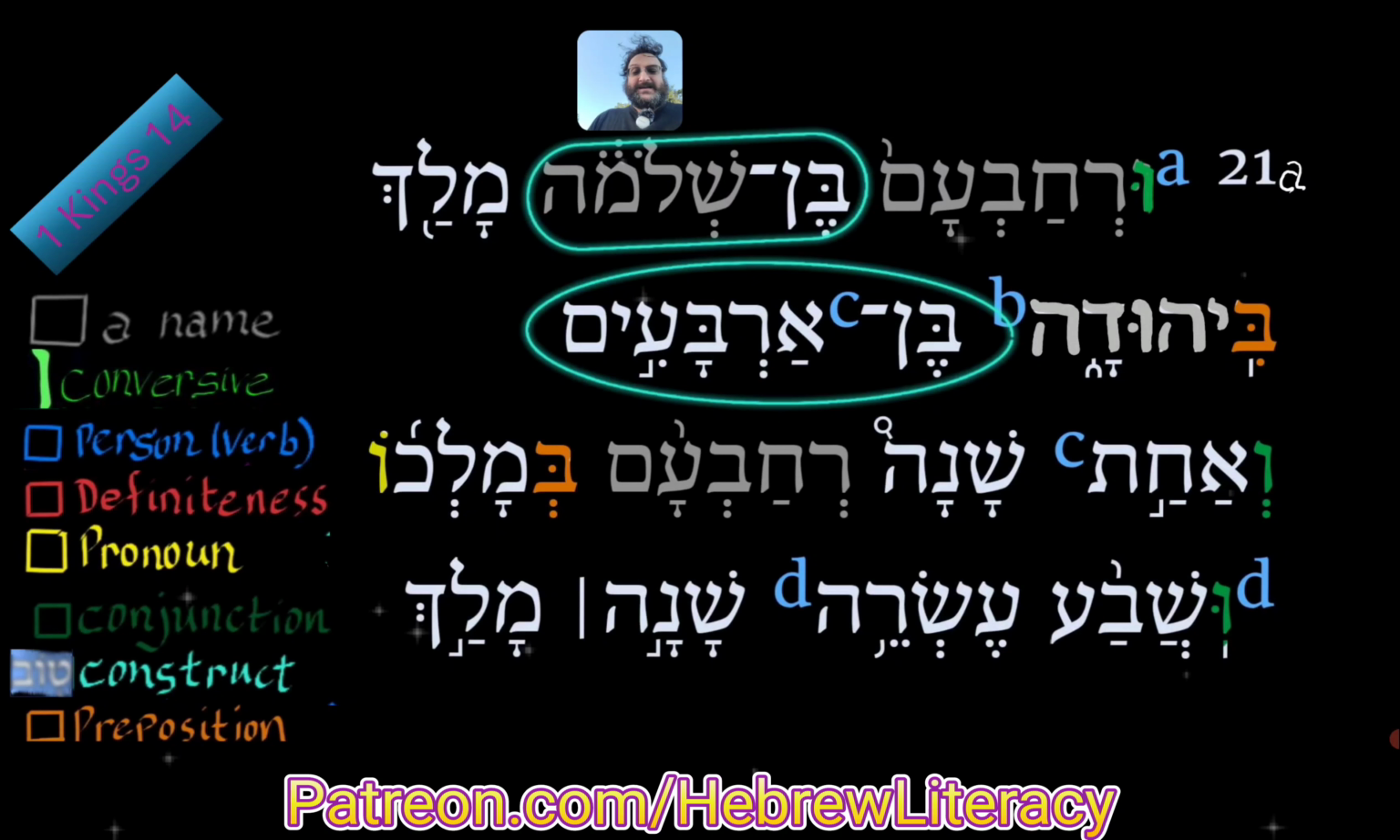See, it's a construct chain here, right? You can tell by the aqua circle I have around it, which of course is consistent with our legend down on the left. When the last word in a construct chain is a name, the whole chain is definite. So that's why we can say the ben here, right? Okay, now, Rechavam, that guy, the ben, the son of Shlomo.